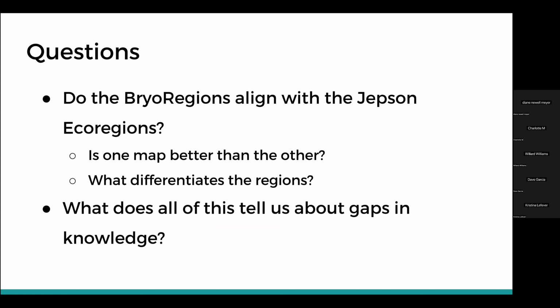So our questions are: do the bioregions align with the Jepson ecoregions? Is one of those 3 maps better than the others at showing this? And then what differentiates the regions that we'll define, in terms of species and family relationships? And then again, what does all this tell us about our gaps in knowledge currently with understanding bryophytes in California?